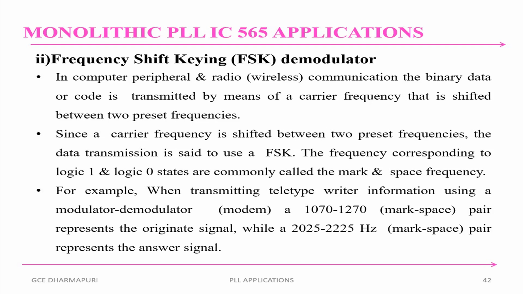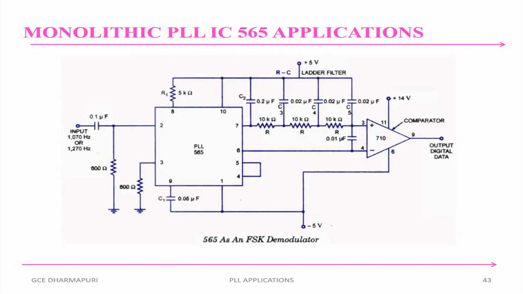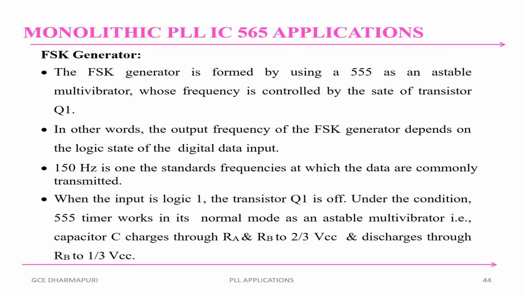For example, when transmitting teletypewriter information using a modulator demodulator, a 1070 Hz, 1270 Hz mark space pair represents the original signal, while a 2025 Hz, 2225 Hz mark space pair represents the answer signal. So this is a block diagram of 565 FSK modulator. It consists of PLL IC, a comparator and a ladder filter to obtain the output digital data.